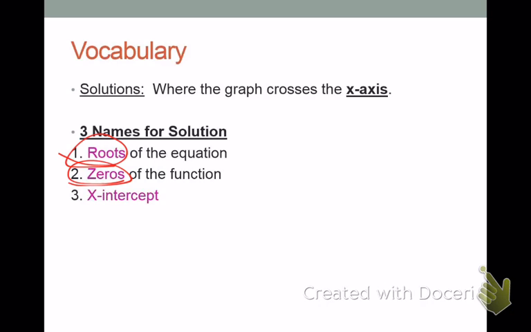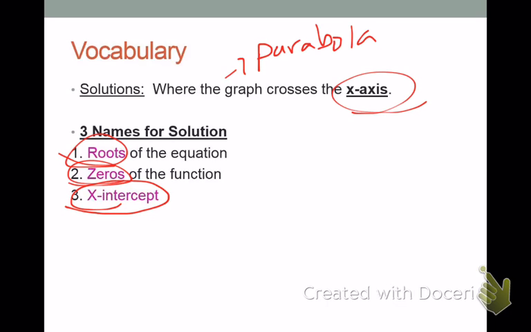Another term for solutions are x-intercepts, because the solution of a quadratic equation or quadratic function is where the graph, which is a parabola, crosses the x-axis. They're x-intercepts. But all these things mean the same. Roots, zeros, x-intercepts. Anytime you're asked to find the roots, to find the zeros, to find the x-intercepts, we would do this the same way. And again, it's where the graph crosses the x-axis. We have to think a little bit about what that means in terms of the coordinates if a graph is going to hit the x-axis. We'll do that in just a minute.